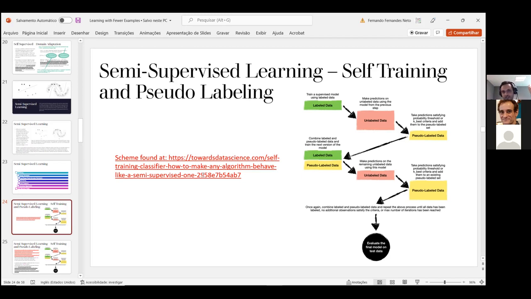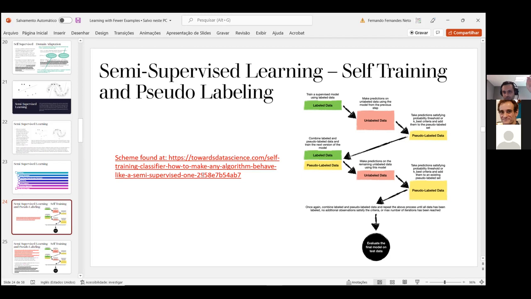We train a supervised model using labeled data. Afterwards, we make predictions on unlabeled data using the model from the previous step. So here we use the unlabeled data. Take the predictions satisfying probability thresholds or k-best criteria and add them to the pseudo-labeled data set, what we call here in this diagram, pseudo-labeled data.